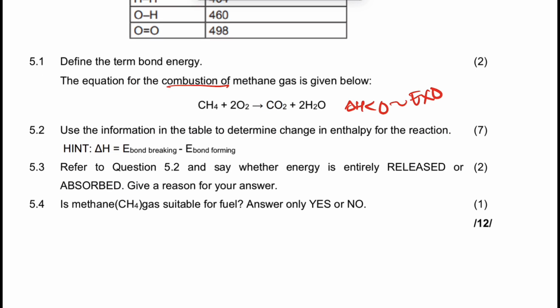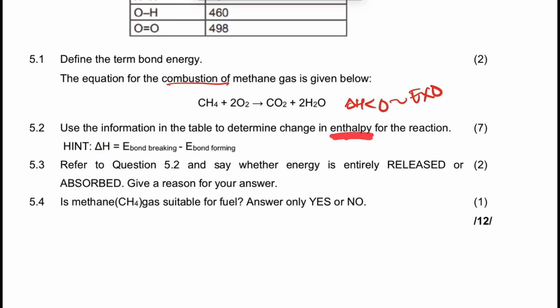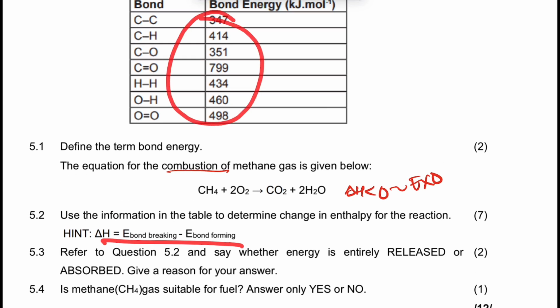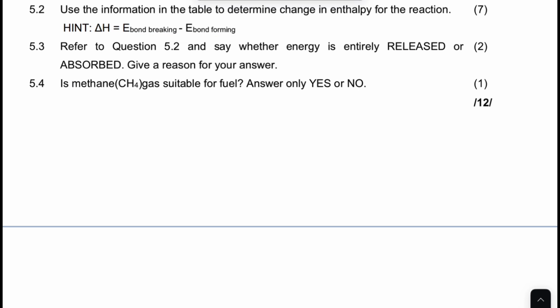At 5.2, it says use the information in the table to determine the change in enthalpy. When they talk about the change in enthalpy, they want the delta H for the reaction. We anticipate that delta H is going to be less than 0, a negative value, because it's a combustion. We're going to use this equation and these bonds.